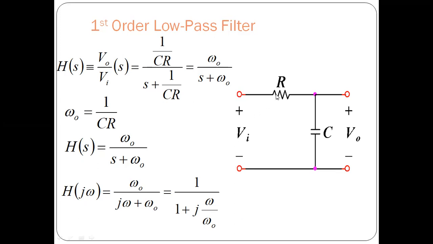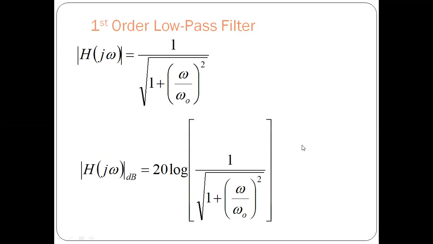Low pass RC circuit means we give the input to the resistor and consider the output across the capacitor. Across the capacitor, you have to keep this in mind. And if we consider the magnitude of this transfer function, the value will be 1 by root of 1 plus omega by omega naught whole square. If you want to express the transfer function in decibels, H of j omega in dB is equal to 20 log of this value.